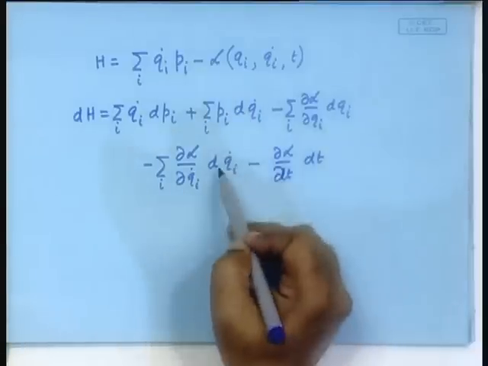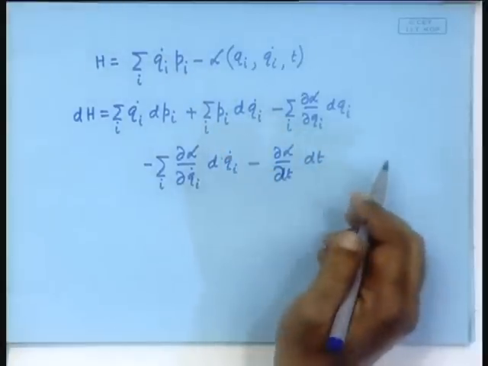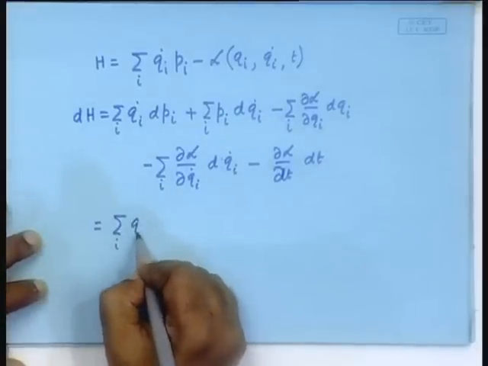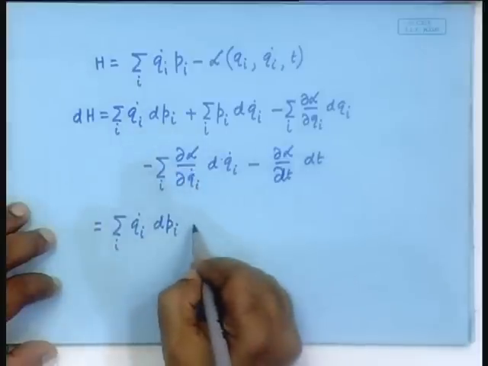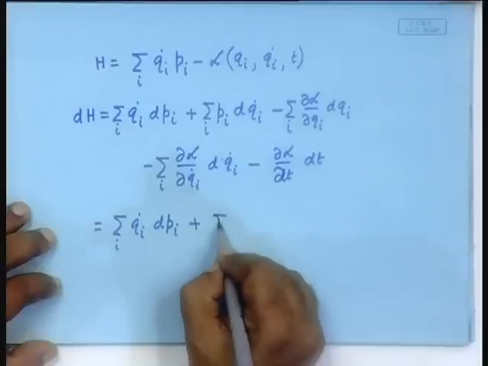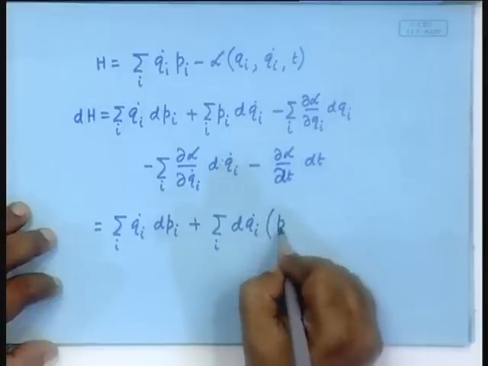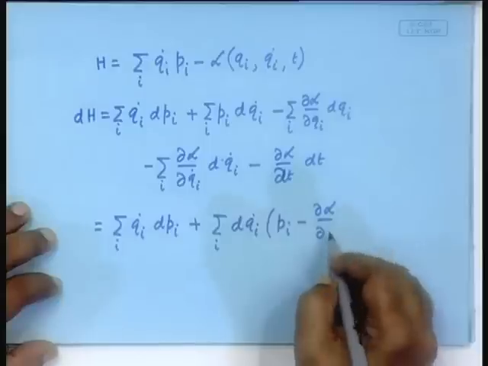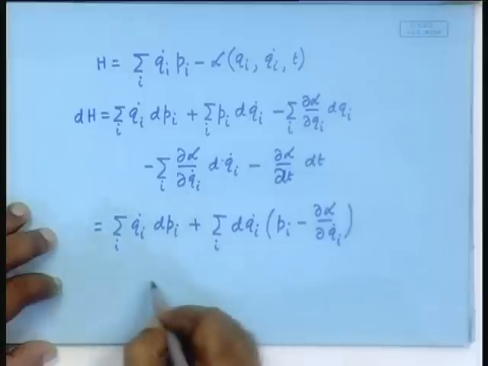Now, notice there are two terms involving d q I dot, and we can take them common. So, if you take them common, you have the first term q I dot d p I plus, first let us take them common, it is summed over I d q I dot, and then inside the bracket it will be p I minus delta Lagrangian of, that is q I dot, then the rest of the terms remain.